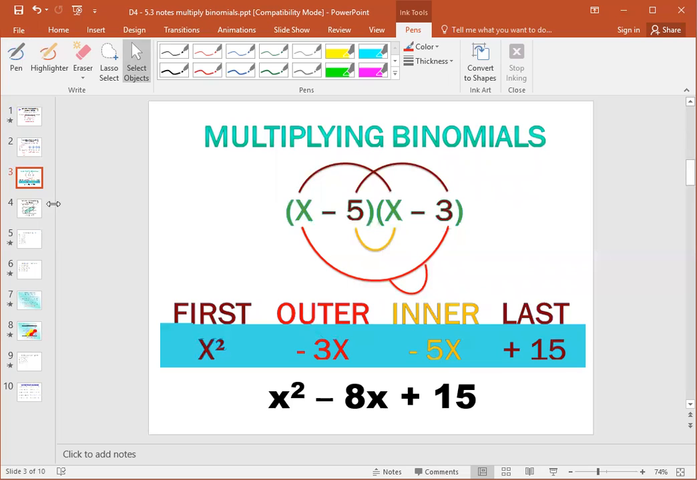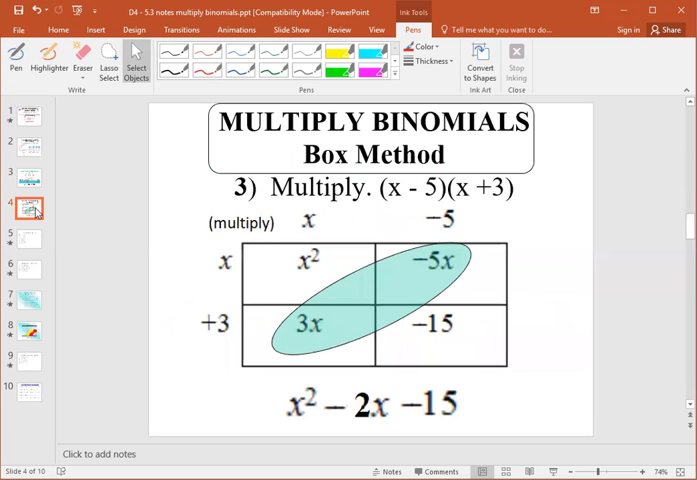You can change it around, you can use color, whatever you want to do, but it's doing the same steps. So the third way that you've learned to multiply is with the box method, and if you like the box method, that's perfectly fine. So here we have x minus 5 and x plus 3, so we're drawing a box. Since we have two terms, we're two wide and two tall, meaning four boxes. So x and negative 5 are on one side, x and positive 3 on the other side. It doesn't matter which went on the left and which went on the top.